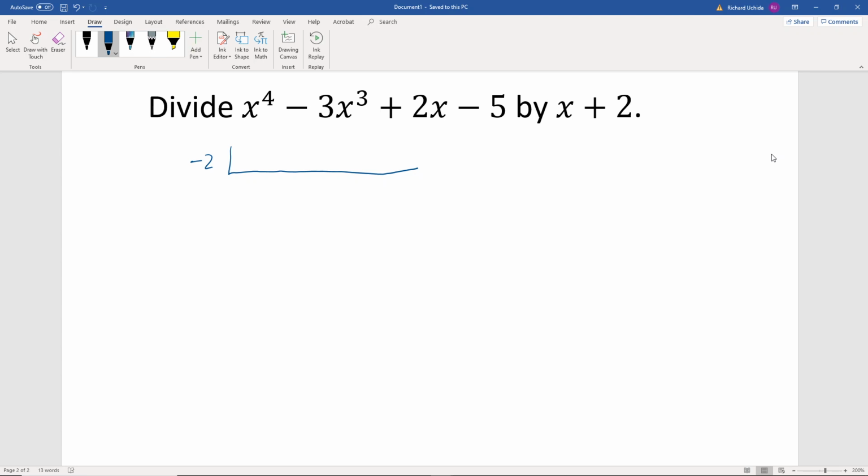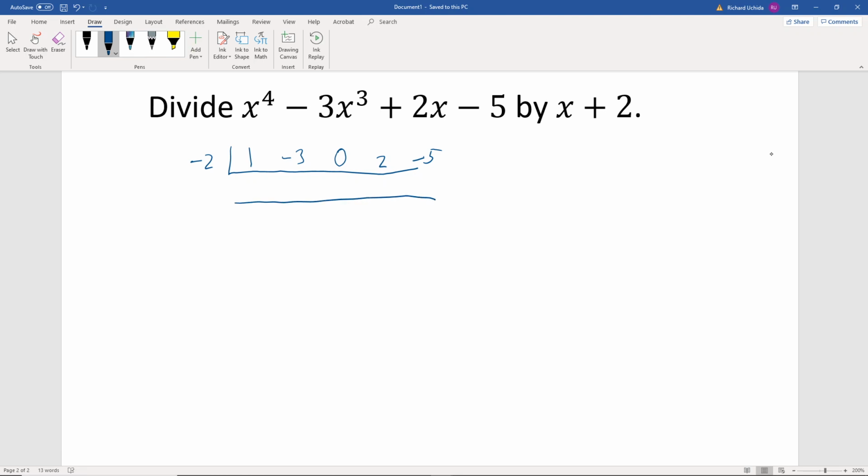dividend. So in this case, the coefficient of the x to the fourth is 1. Coefficient of the x cubed is negative 3. Now there is no x squared, so remember what you've got to do for any missing powers: you put in a 0 in its place, because you could think of it as plus 0x squared. And then 2 is the coefficient for the x, and our constant is negative 5.